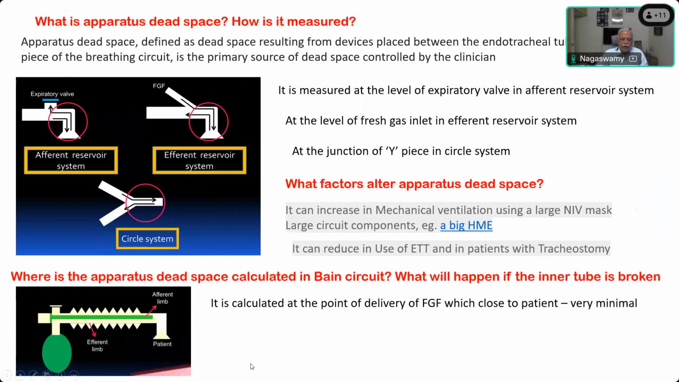Okay. And what will happen if this tube is broken? Dead space will increase. The entire thing will become dead space. The entire volume of the expiratory limb will become dead space. The patient will have a lot of rebreathing and will be wasting his ventilation. So if the inner tube is broken, the whole corrugated tube becomes dead space and that will interfere with ventilation.